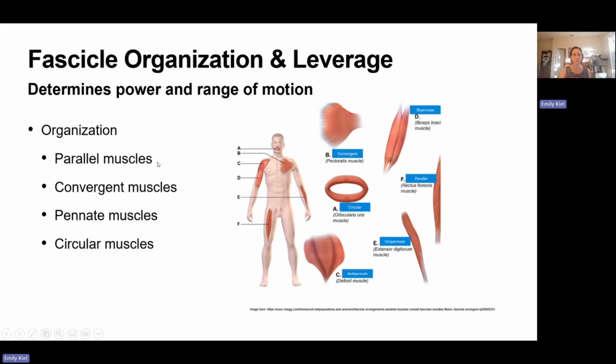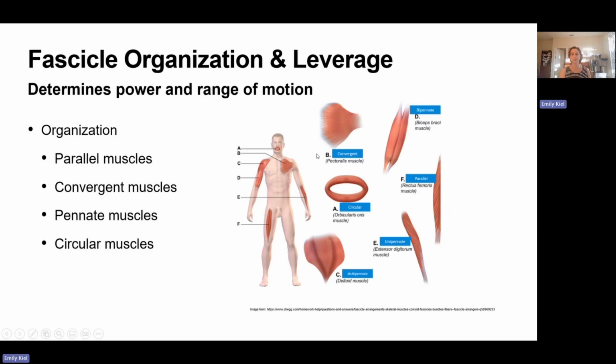So our possible organizations, we have parallel muscles. Parallel muscles, all the fibers are parallel. They have an origin and an insertion. And the fibers run parallel to that origin and insertion. While these fibers look a little bit oblique on this rectus femoris view, I like to, in my mind, think about them just as more parallel train tracks that go from one end to the other.